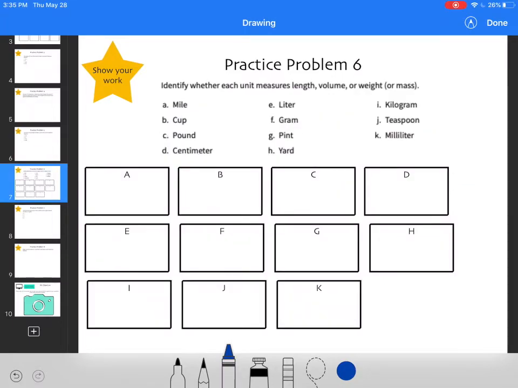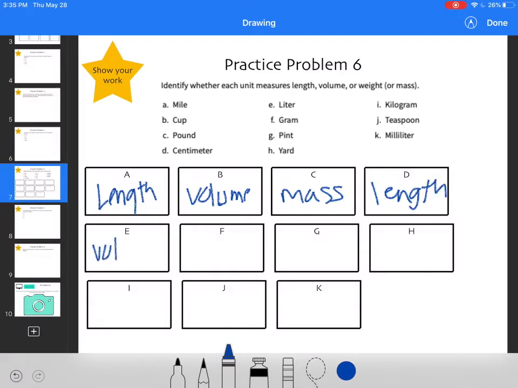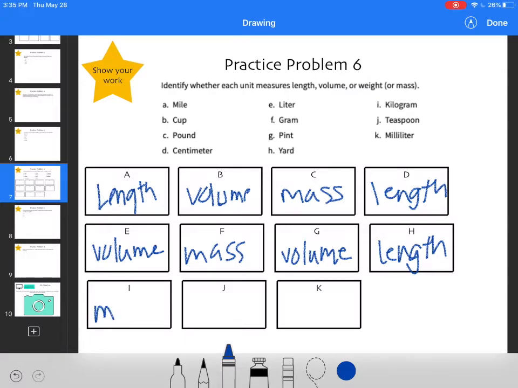The next one says identify whether it's length, volume, or weight, which is mass. So a mile is length. A cup is volume. A pound is mass. A centimeter is length. A liter is volume. A gram is mass. A pint is volume. A yard is length. A kilogram is mass. A teaspoon is volume. And a milliliter is volume.